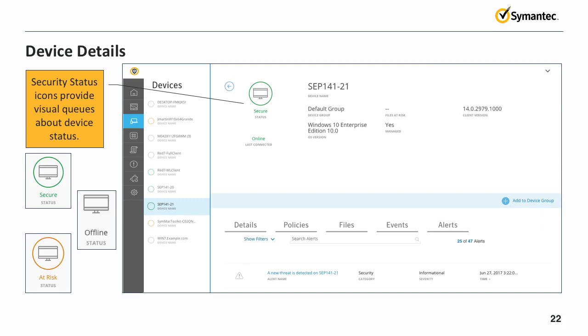From the Device page, you can select individual entries to see further specific details about a device. The Device Details page provides in-depth information about a device's security status, device settings, policies applied, files found, and events and alerts received. Security status icons provide visual cues about a device's current status. Drill down into specific alert logs to gather more information about threats in the environment.